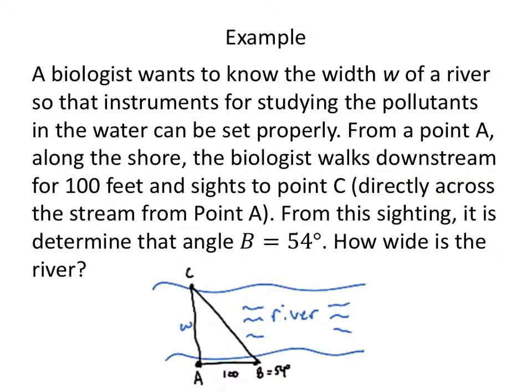Alright, can't leave out you biologists. A biologist wants to know the width of a river so that instruments for studying the pollutants in the water can be set properly. I'm right here next to the Rio Grande, and trust me, we have pollutants. So from a point A along the shore, the biologist walks 100 feet downstream and sights to a point C. This point C is right across the riverbank from point A. It's determined from this sighting that the angle B, from A to C, so we call it angle B, is 54 degrees. I want to know, how wide is the river?